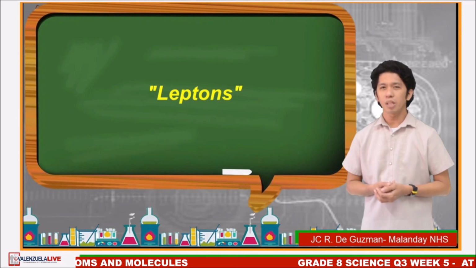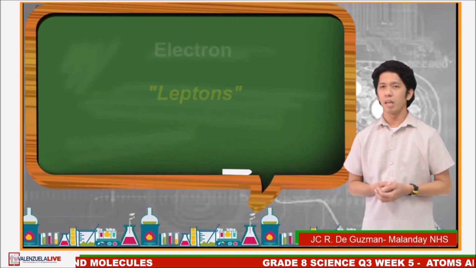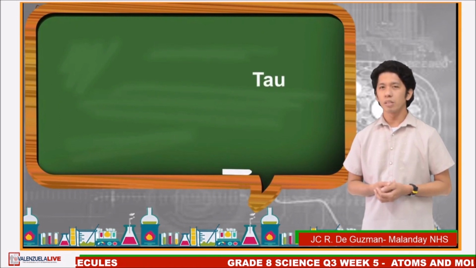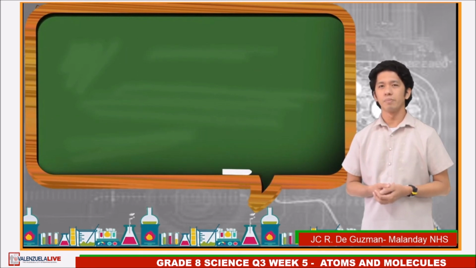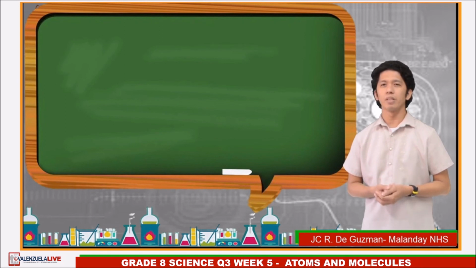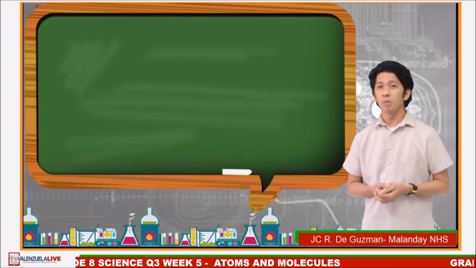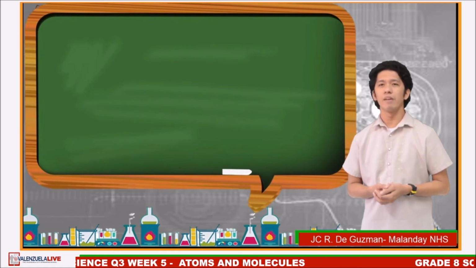Leptons also have 6 types, namely electron, muon, tau, electron neutrino, muon neutrino, and tau neutrino. And the antimatter particles, which are antiquarks and antileptons, will be discussed at a higher grade level.